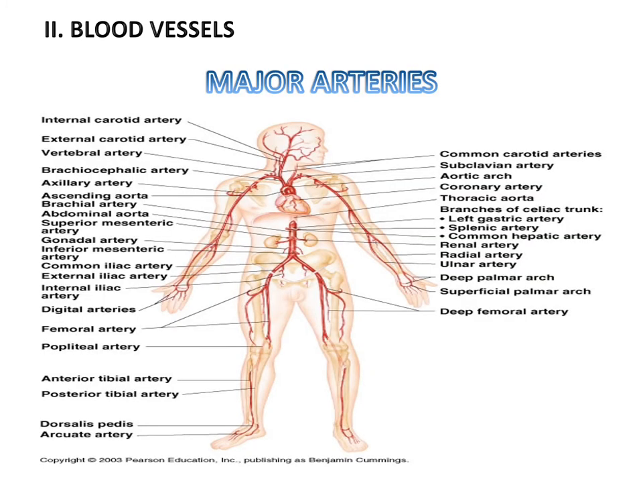Here are the major arteries. The one in the middle is the biggest artery, which is the aorta. From the ascending aorta to the aortic arch to the thoracic aorta and to the abdominal aorta, depicted by color red, which means it delivers oxygenated blood to all the systems of the body.